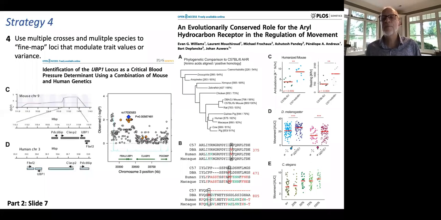Aryl hydrocarbon receptor, this work was confirmed in humanized mouse, Drosophila melanogaster and C. elegans. In all of those variant models, aryl hydrocarbon receptor had an odd effect on activity level, which I don't think anybody expected. Obviously, it's an important transcription factor, but to the best of my knowledge, until this paper came out, nobody had said that it had anything to do with activity level. And really, since this was published, nobody has bothered to follow up on the neurobiology of how AHR is actually modulating activity. Well worth doing.